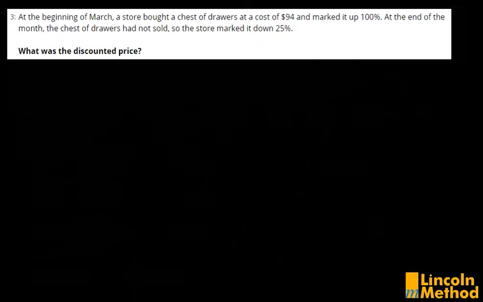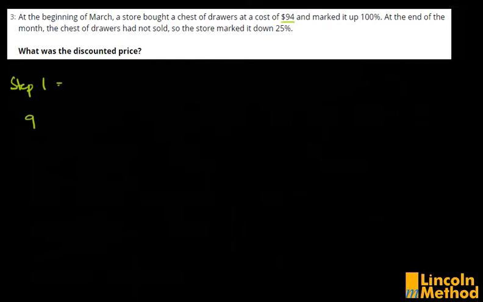So another question that has to be solved in multiple steps. Let's see what the first step is. The first step is to mark up the price by 100%. We've been told that the cost price for this chest of drawers is $94, and in order to find the marked up price, we have to increase this by 100%. So let's do that. Step 1 is finding out the marked up price.